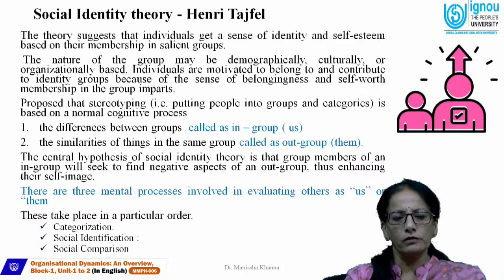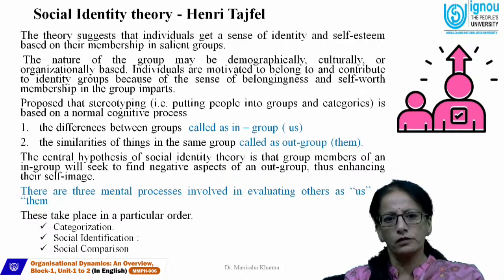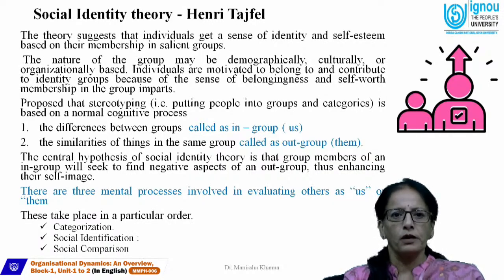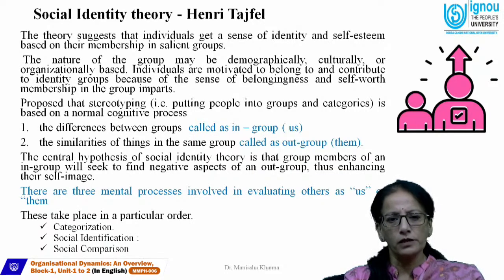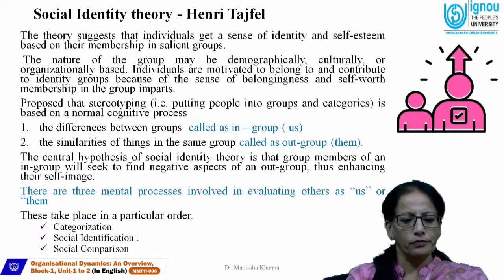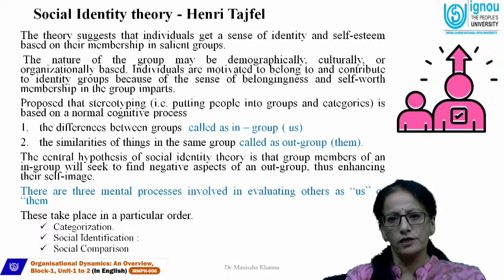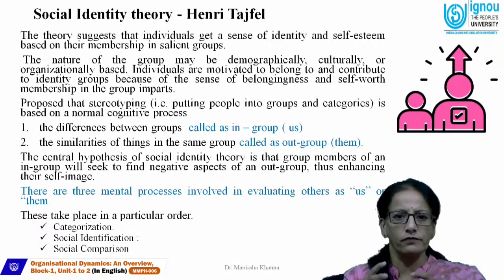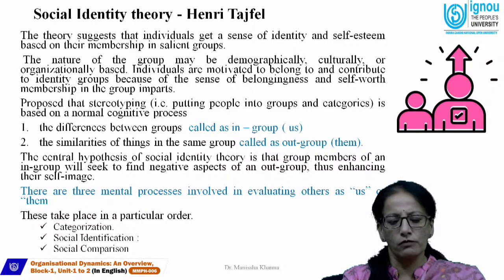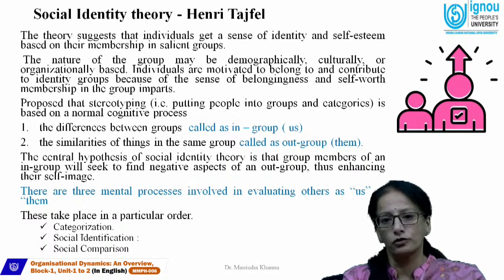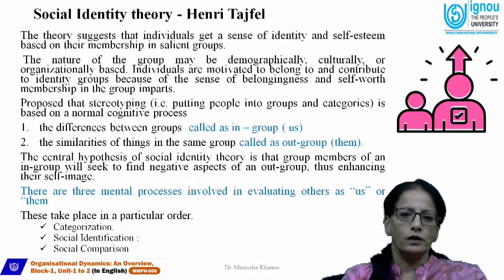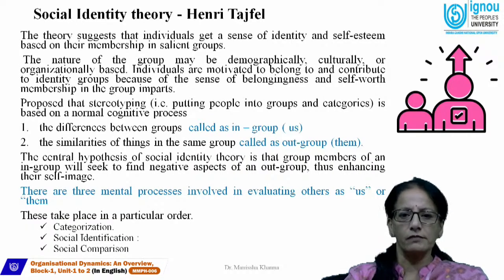So here it is proposed that stereotypes, or people from the same background, are based on normal cognitive processes. Here first is the difference between the groups, which is called the in-group. When we say us, it is a difference between the groups. Then second is the similarity of things in the other group, which is called the out-group, where we categorize them as them.